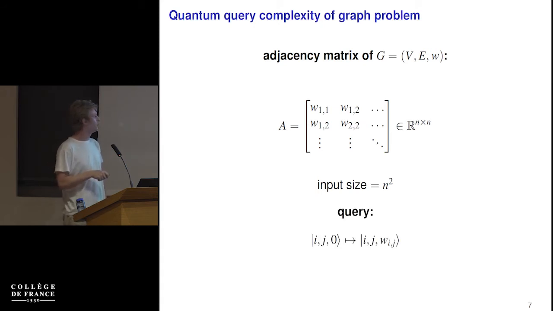And the query takes the following form. We just give as input vertices i and j, and we get back the weight of the edge between i and j.